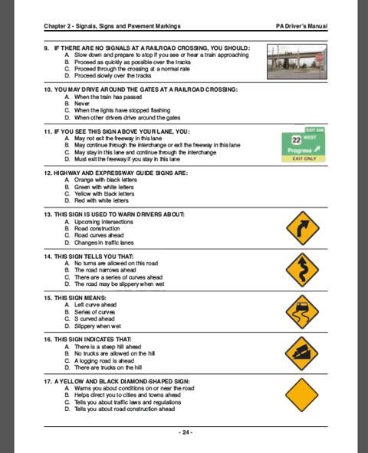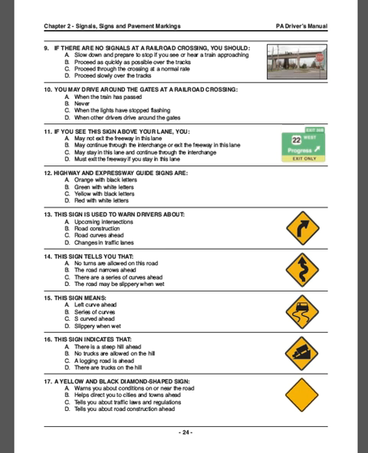Nine. If there are no signals at a railroad crossing, you should A. Slow down and prepare to stop if you see or hear a train approaching. B. Proceed as quickly as possible over the tracks. C. Proceed through the crossing at a normal rate. D. Proceed slowly over the tracks. The answer is letter A. In the absence of signals, slow down and prepare to stop if you see or hear a train approaching the railroad crossing.